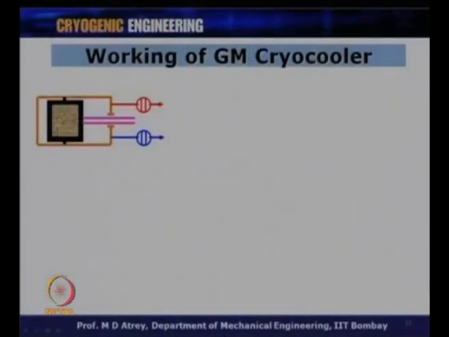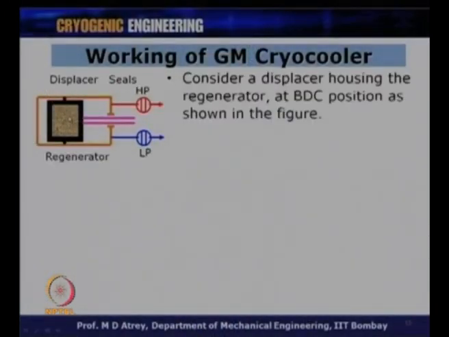All right. So, now let us see how the GM cryocooler works. Let us see the working of a GM cryocooler, and what I am showing here is a cylinder which is housing the GM displacer, and this GM displacer houses the regenerator. So, you have a seal between the cylinder and the displacer which is moving, and the displacer is hollow, and in this we have a regenerator material sitting over here, all right.